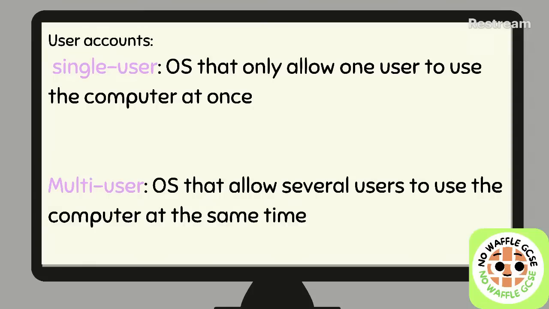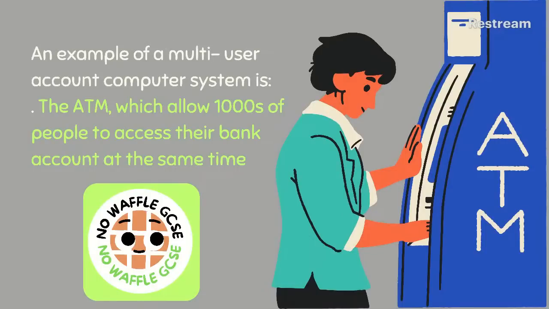User accounts is another function of the operating system. So you can have a single user or a multi-user account. Single user accounts are when the operating system only allows one user to use a computer at once, whereas multi-user allows several users to use a computer at the same time. An example of a multi-user system is an ATM. This allows thousands of people to access their bank accounts all at the same time, versus a single user, which might be something like a home computer, which only has one login for one specific user.